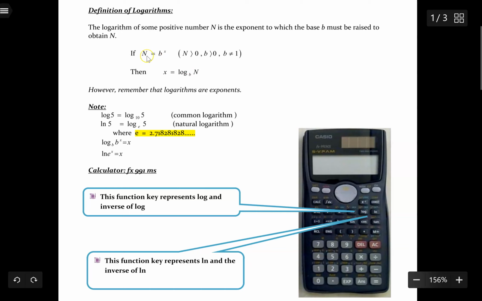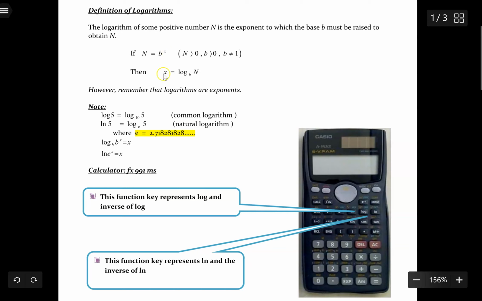Alright, so I can say n equal to the base b raised to the exponent of x is the exponential function, or I can call that the exponential equation. And you have to solve for x in this case. Alright, so x is the unknown, but x is the exponent. So how do we solve for that?